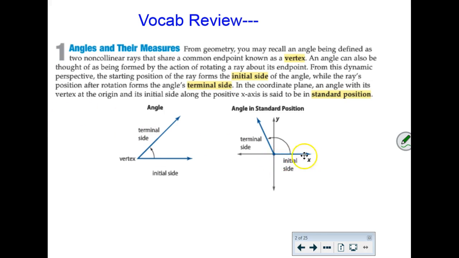So let's start here. The initial side is going to be on the positive x-axis, and then angles open counterclockwise to be considered positive. This is kind of leading you guys in towards the unit circle. That's our next event. Oh, speaking of the unit circle, the formula sheet you have, the unit circle is obviously on one side.